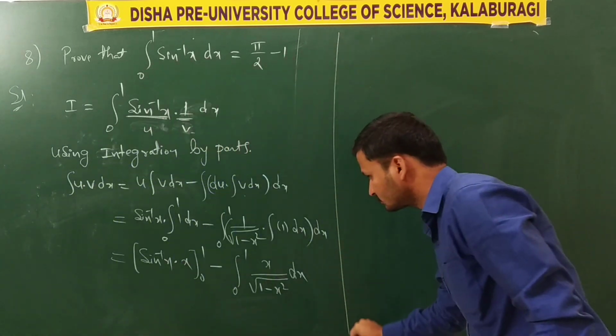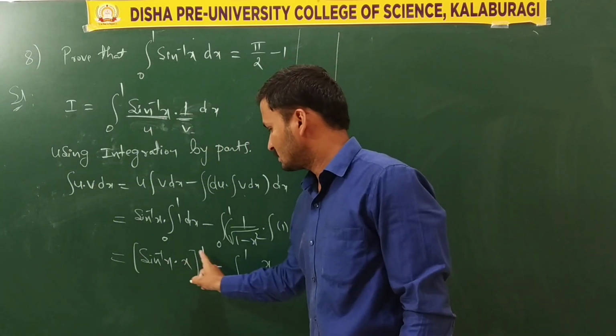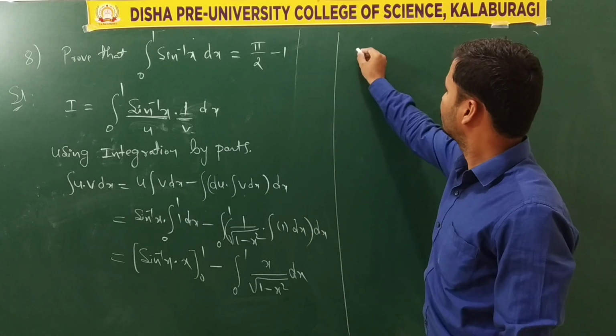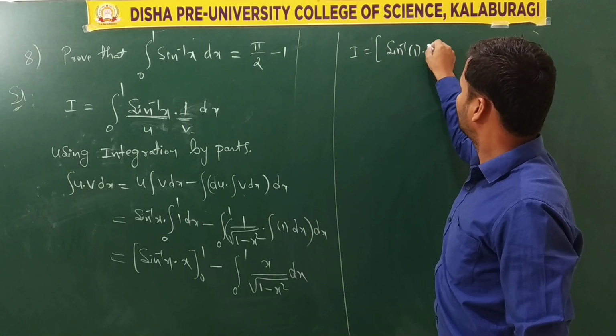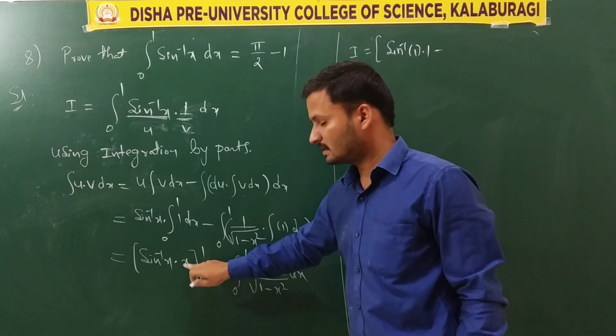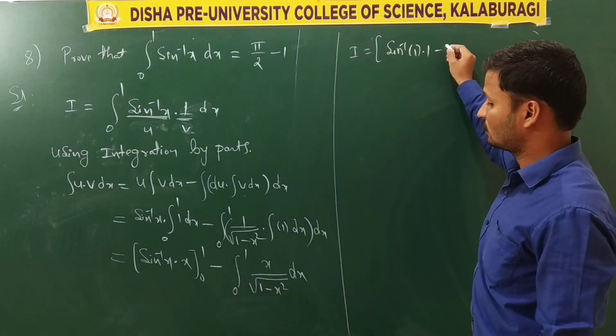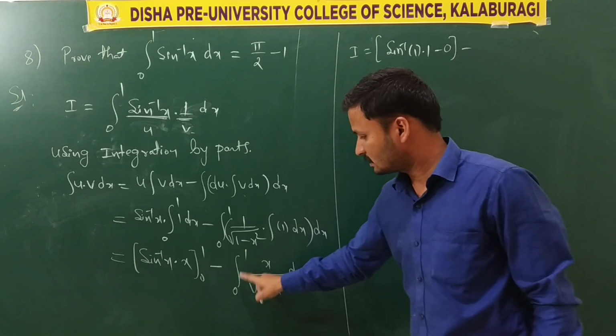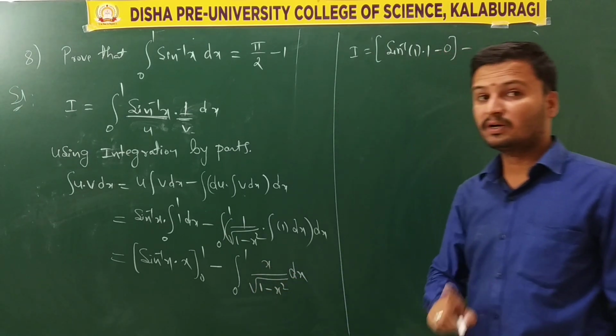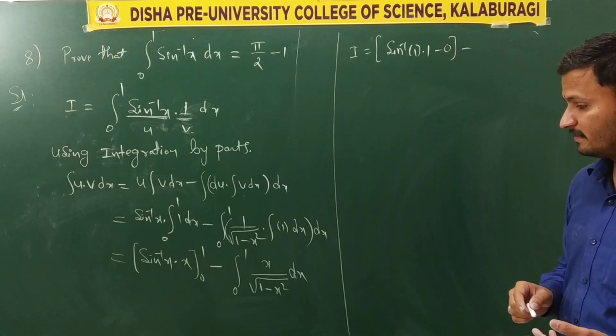Next, substitute 1 in place of x, what happens? So sin inverse of 1 into 1, minus, put 0 in place of x, so sin inverse of 0 into 0, again 0 left, minus the integration of 0 to 1 of x divided by under root of 1 minus x square. How to evaluate?